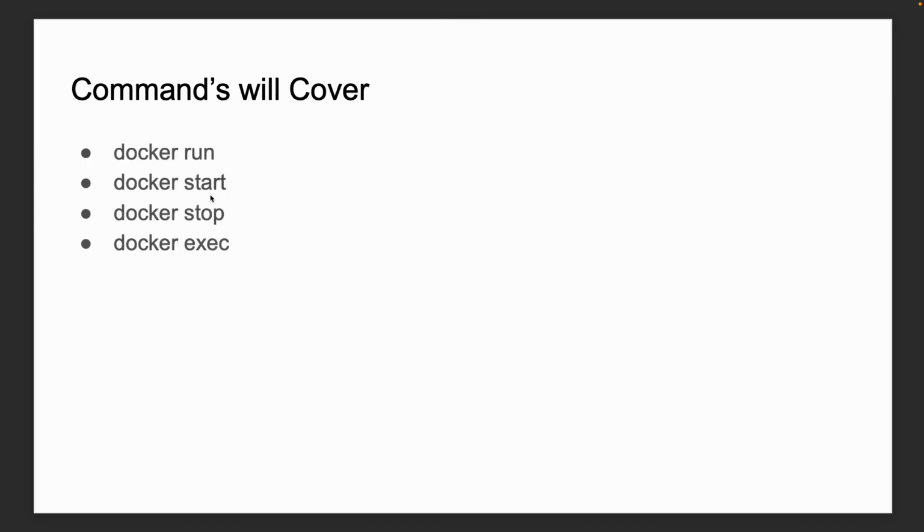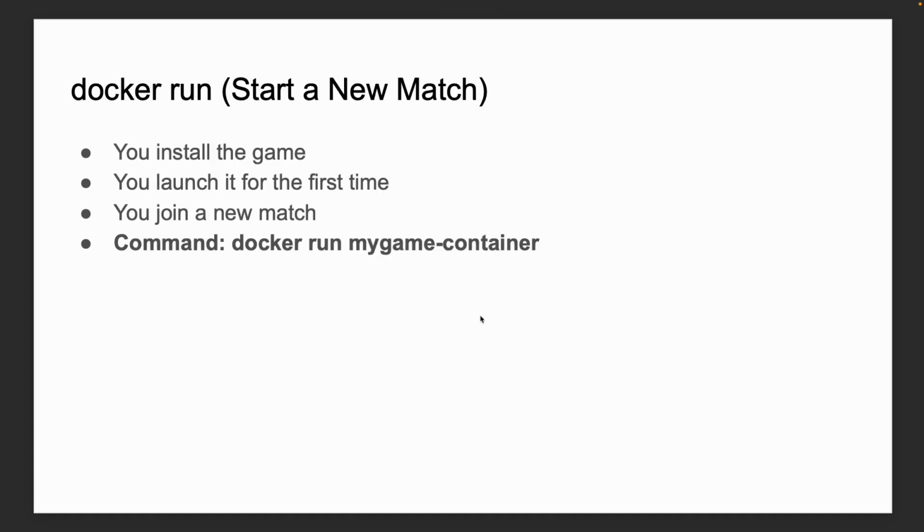Here, we are correlating these scenarios with our Docker commands like docker run, docker start, docker stop, and docker exec. So let's get into these commands one by one so that we can easily correlate to those scenarios. Docker run. In docker run, we can correlate to a new match, installing the new game, launching the game for the very first time, or joining a new game.